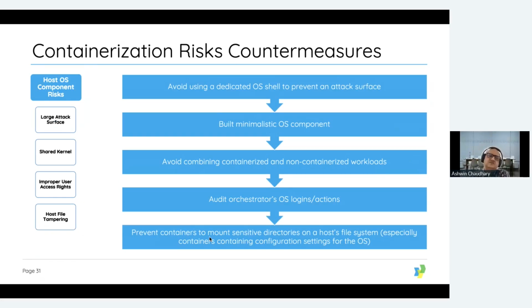Now next, host OS component risks. What are they? They are large attack surfaces, shared kernels, improper user access rights, and host file tampering. And how do we mitigate those? By avoiding OS shells to prevent attack surfaces, building minimalistic OS components, hardening, of course, using minimal components as required, combining workloads, auditing orchestrators and logins and actions, and preventing containers from mounting sensitive directories.